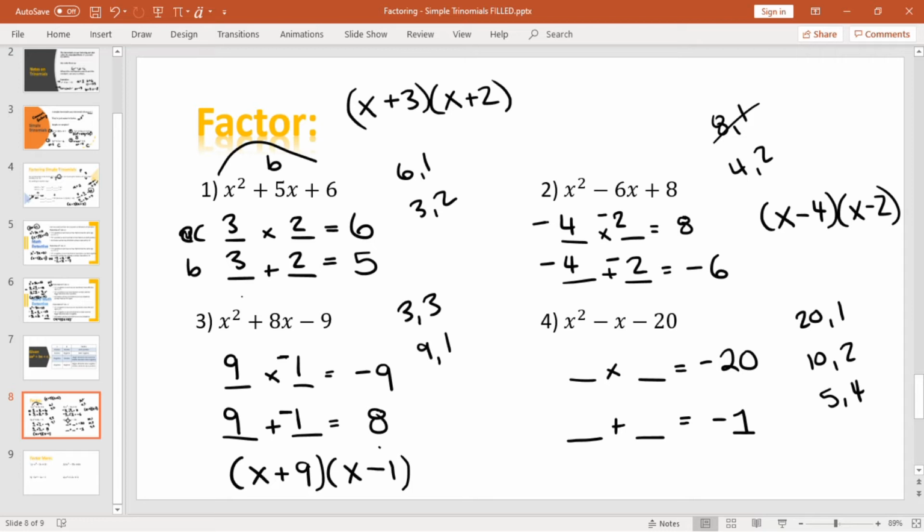So these are 19 apart, so that's no good. These are 8 apart, so that's no good. 5 and 4 happen to be 1 digit apart, so they're going to work for me. Who's going to be positive? Who's going to be negative? I need to make a negative answer, so the bigger absolute value will be negative. Just making sure both those AC and B lines are true. Yep, I did it right.